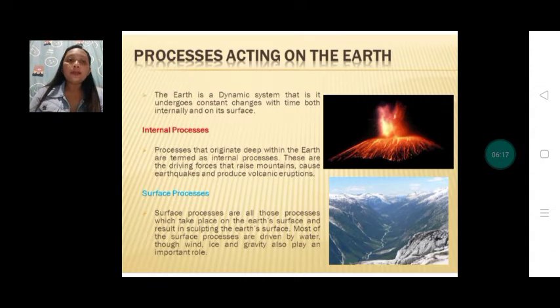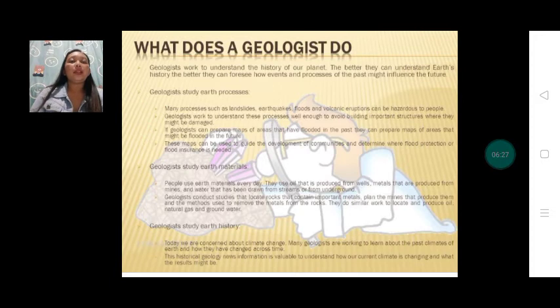Most of the surface processes are driven by water, though wind, ice, and gravity also play an important role. Okay, so what does a geologist do? So now let's find out what a geologist does. Geology works to understand the history of our planet.